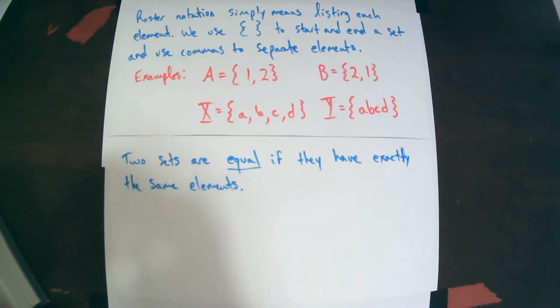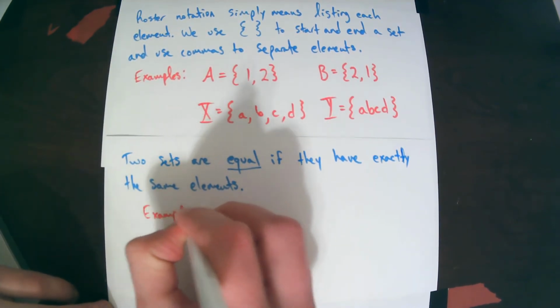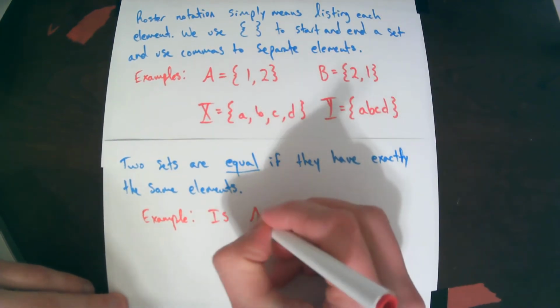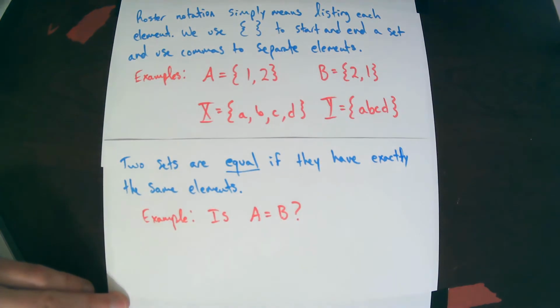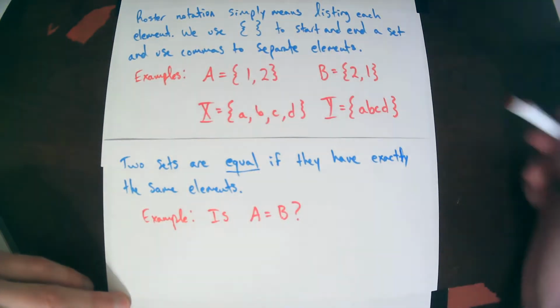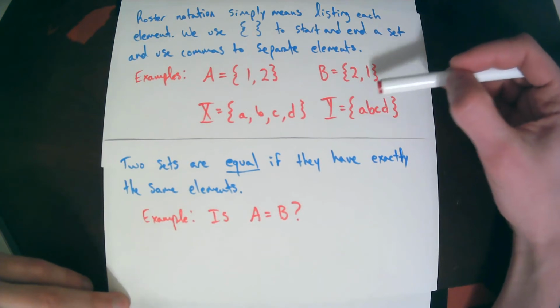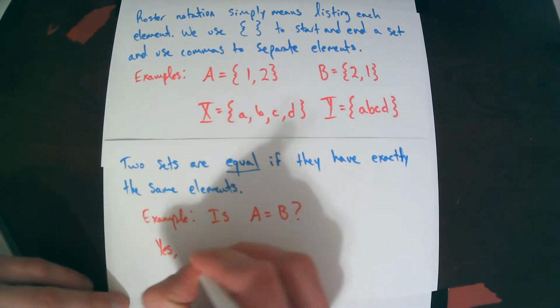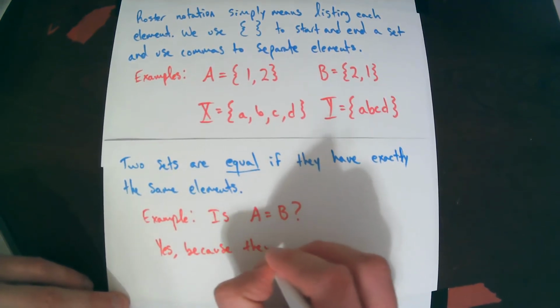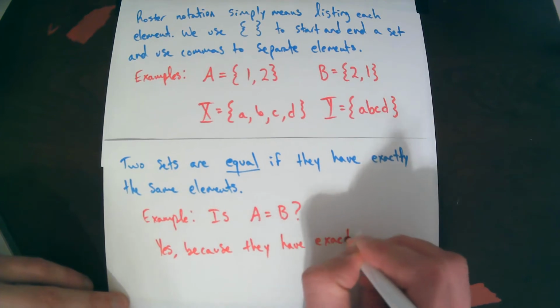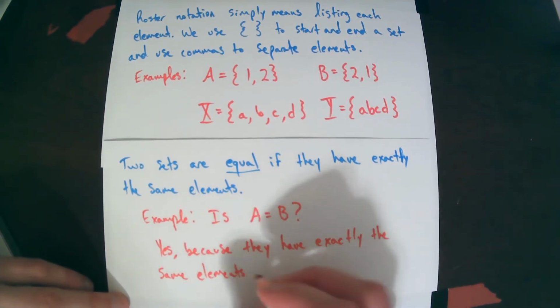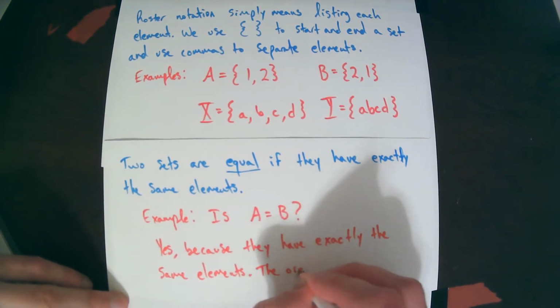So, for example, here's a question. In these examples here, is A equal to B? Think about that. Do they have exactly the same elements? Well, A has 1 and 2, and B has 2 and 1. Those are the same elements. They're in a different order, but they are the same elements. So yes, because they have exactly the same elements. The order does not matter.